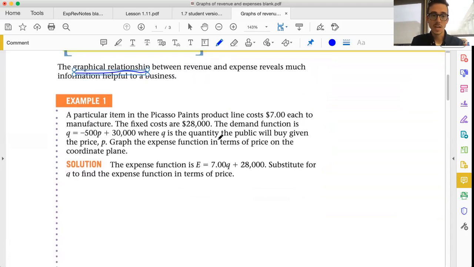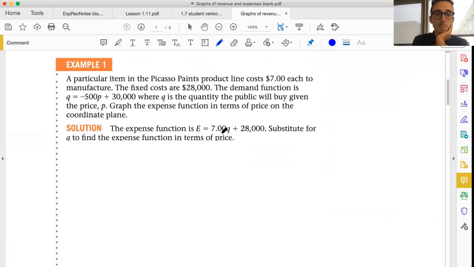Okay, so as we dive into an example, a particular item in the Picasso paints product line costs $7 each to manufacture. Ooh, so this means that it's a cost per widget, or in this case, per item. So when they say particular item, I'm thinking of that as the widget. And the fixed costs, so what we have to pay no matter what, are 28,000. The demand function is Q equals negative 500 P plus 30,000, where Q is the quantity the public will buy given the price P. So this isn't going to a manufacturer. This is going straight to the public. That's interesting. Graph the expense function in terms of the price on the coordinate plane.